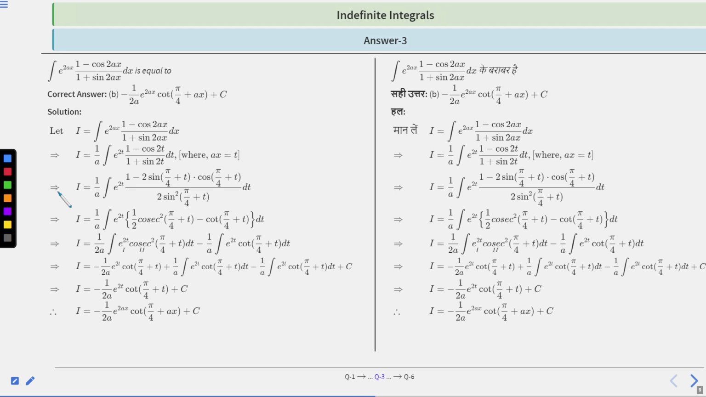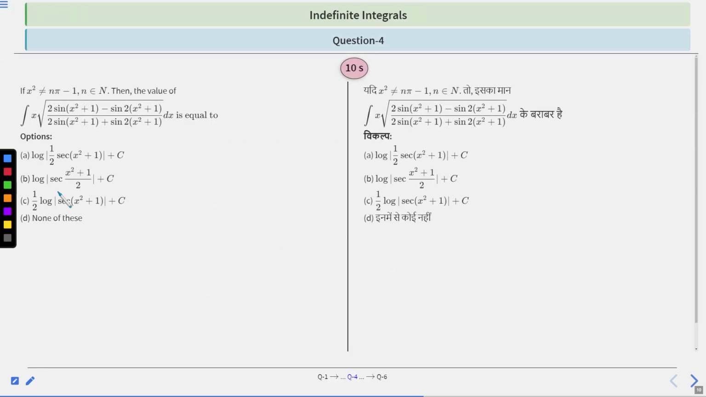So let's move to the next question, number 4, which says that if x square is not equal to n pi minus 1 and n belongs to N, which is the natural numbers, then we have to find the value of the integration of x root over (2 sin(x square plus 1) minus sin(2(x square plus 1))) upon (2 sin(x square plus 1) plus sin(2(x square plus 1))) dx is equal to.